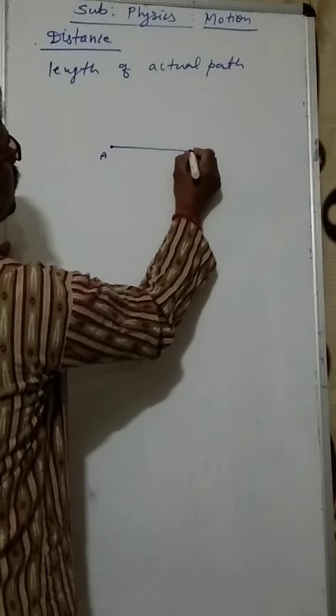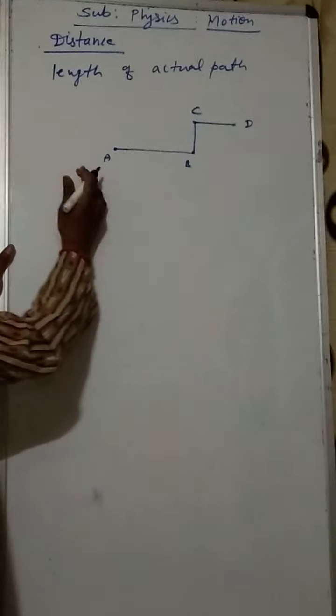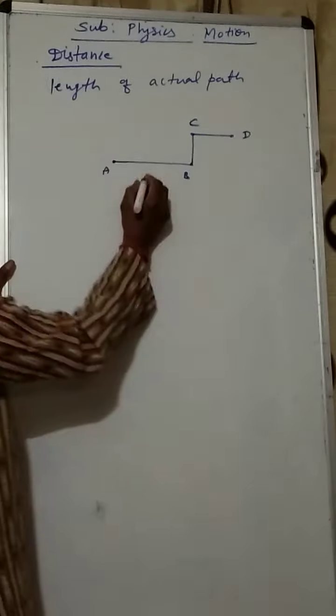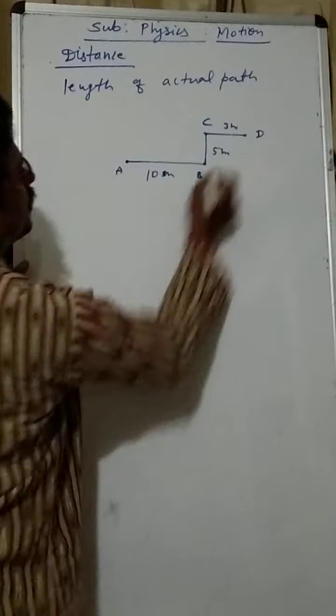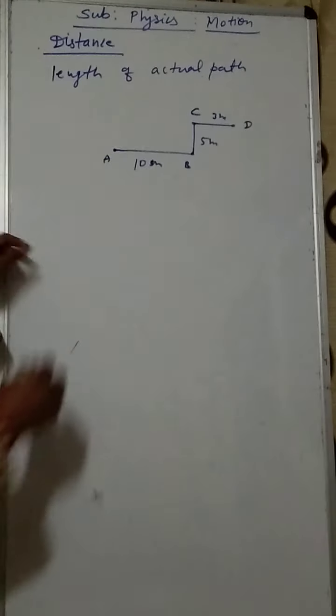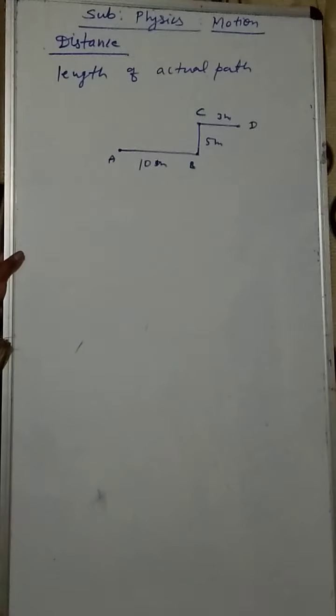Suppose a body starts from a point A. It goes to point B, then B to C, then C to D. So these are different points: A to B, then the direction changes B to C, then again C to D. Suppose this is 10 meter, this is 5 meter, this is 3 meter. So what will the distance be? Distance is the total length covered by the object. So how much in total? 10 plus 5 plus 3, that means 18 meter.